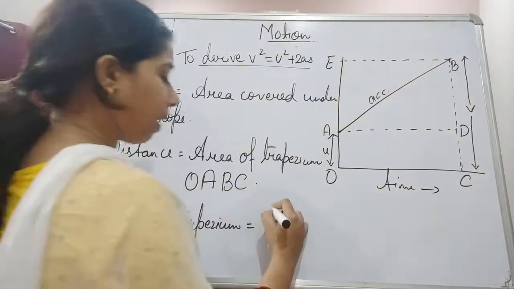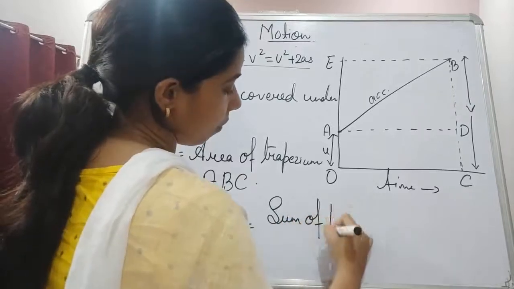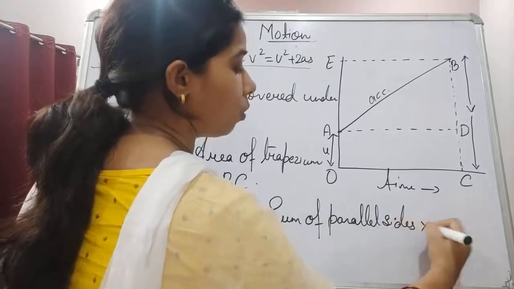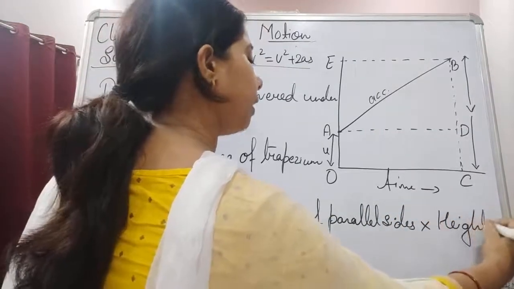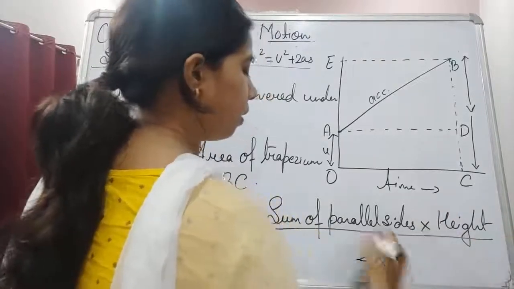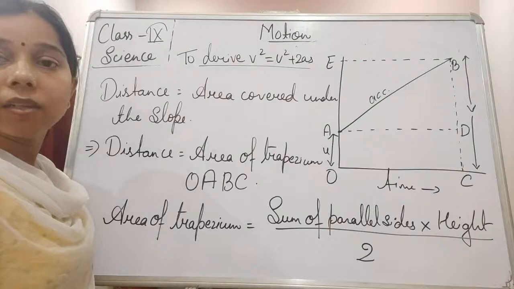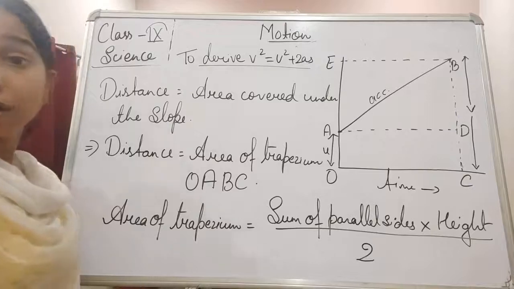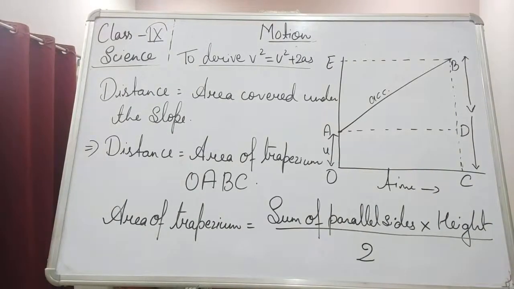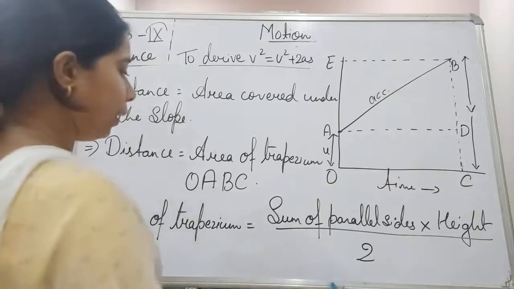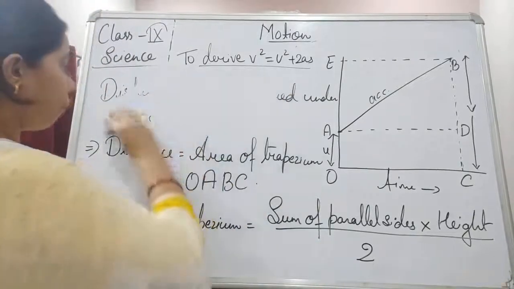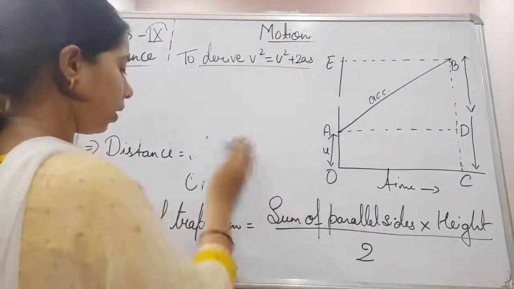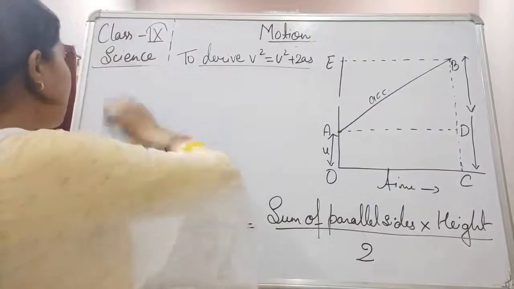Sum of parallel sides into height divided by 2. This is the area of a trapezium. Now what we will do here is simply put this value to the distance. But before we go, let me tell you one thing: what are the parallel sides, and what is the height here?